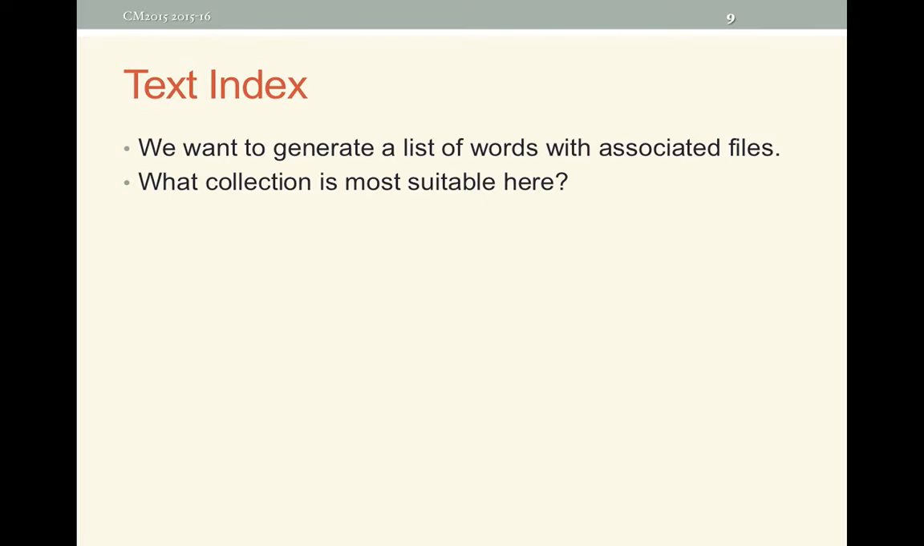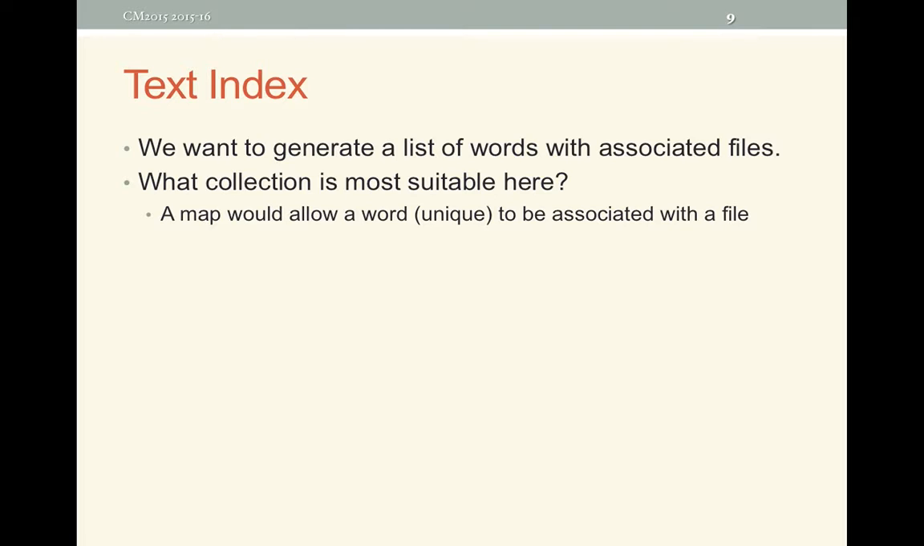So text index. Here we want to generate a list of words which are in lots of different files, but we want to associate each word with a file or files. So what collection is the most suitable thing here? In this case, we don't want just a list of things. We want to relate a file and a word together. So we need something to connect two things together, and a map is probably the best thing here. It's not the only way we could do it, but it probably is the best.